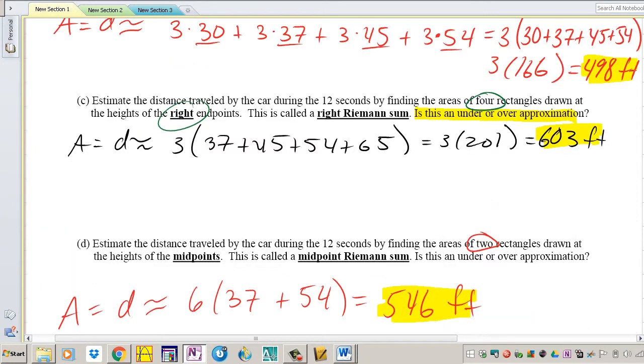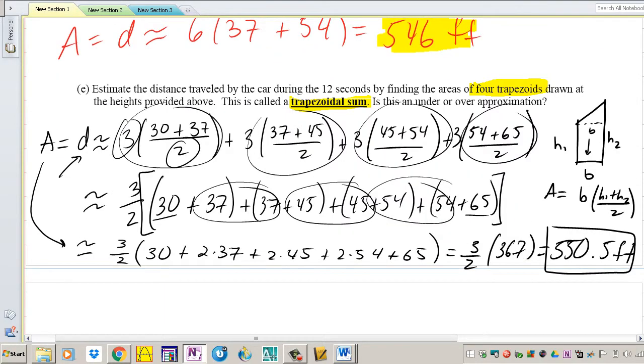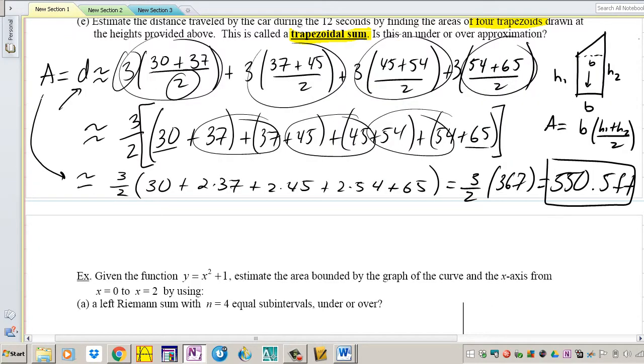it is obvious that left Riemann sum was under, over, midpoint was okay, but it looks like, just from a visual perspective, the trapezoidal sum provided the best, the most accurate approximation.